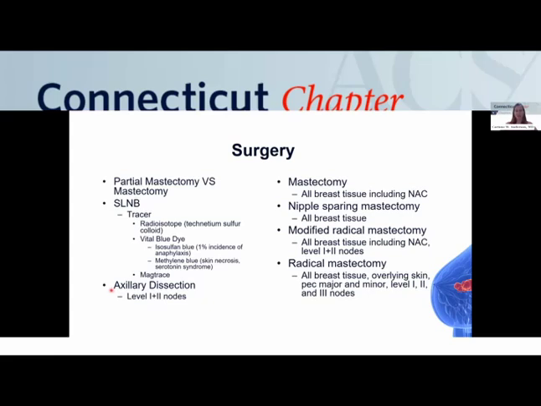When you're performing an axillary dissection for breast cancer, we are just removing the level 1 and 2 nodes versus, for example, a melanoma axillary dissection, which would also include level 3.